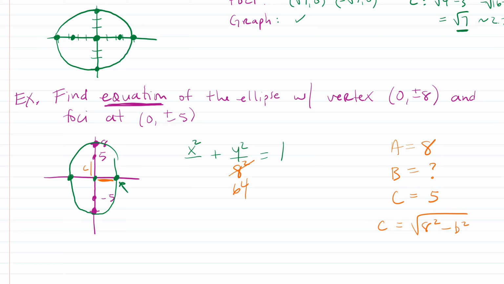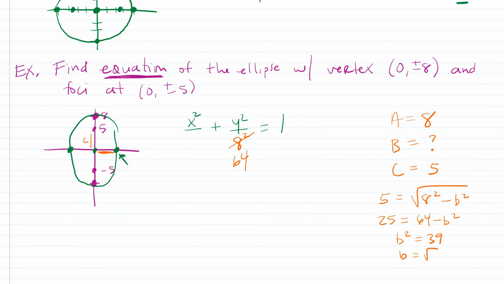Okay. So here we go. This is 8 squared minus b squared. This number here is 5. So 25 is equal to 64 minus b squared. That gives us b squared is 39. So b is equal to the square root of 39. Now, this value here is that number squared. Square root of 39 squared is just 39. So this is 39. I'm going to clean this up and just write a 64. And that's it. There's the equation.